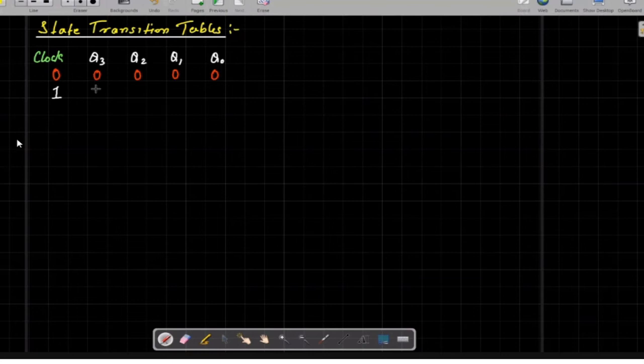When the first clock comes into the picture, then it will start counting. So this will be 0, 0, 0, 1. When the second clock comes, then it will count two, means 0, 0, 1, 0. And then when the third comes, it will be 0, 0, 1, 1.